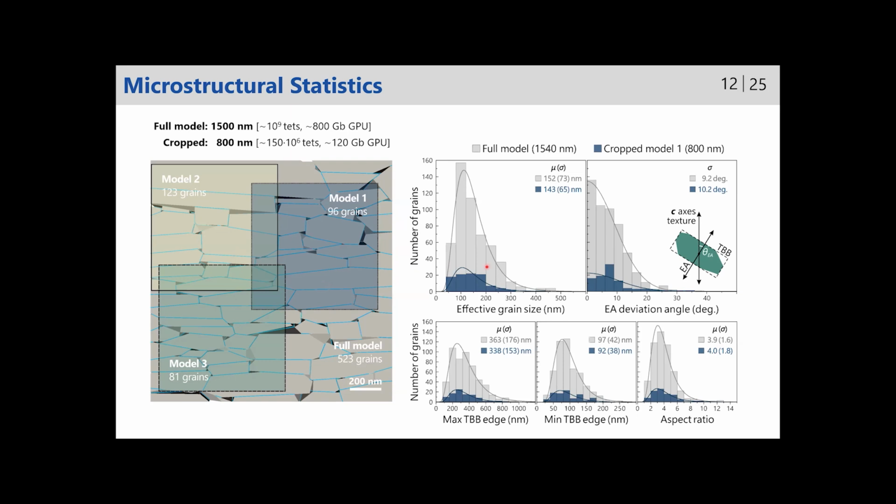And another important feature is that we can collect statistics for this polycrystalline structure. We can estimate the grain size in 3D. We can estimate the aspect ratio, how the grains are misoriented with respect to each other, with respect to the crystallographic texture axis, and so on. And the smaller models which we prepared for simulations were statistically equivalent to the large model.